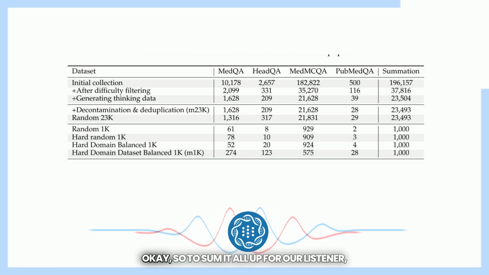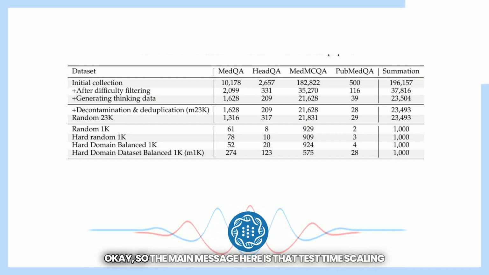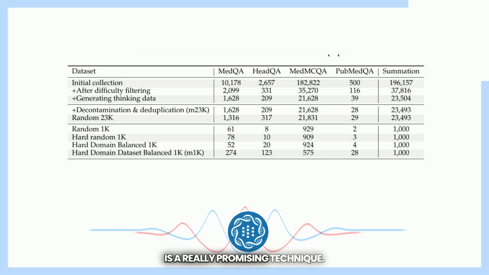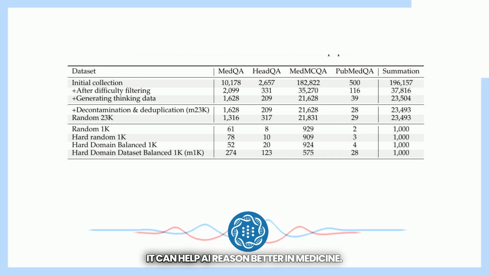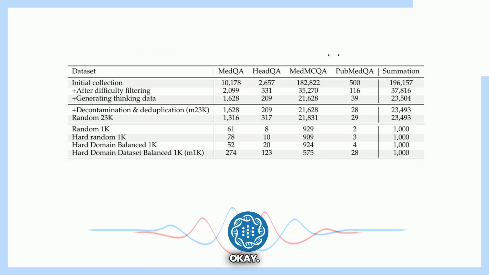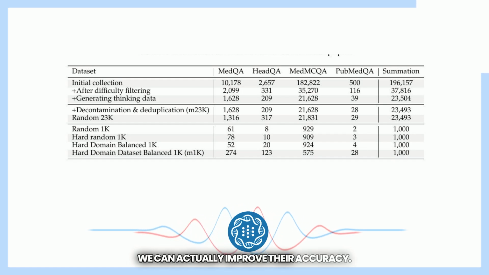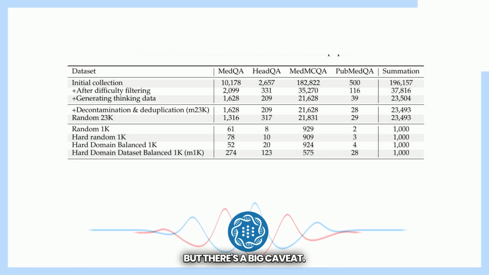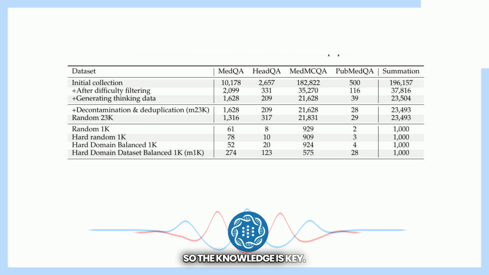So to sum it all up for our listener, what's the most important takeaway from all of this? The main message here is that test time scaling is a really promising technique. It can help AI reason better in medicine. By giving these models more time to think, we can actually improve their accuracy. But there's a big caveat. It only works if the model has good medical knowledge. So the knowledge is key.